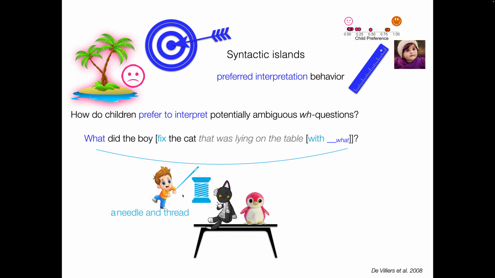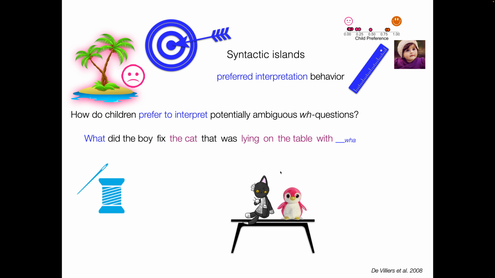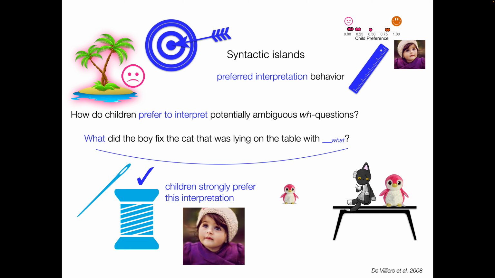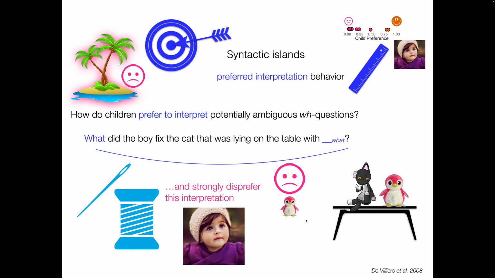Now, another potential interpretation is that the cat was lying on the table with something, in this case a penguin, and we're asking about that. What did the boy fix the cat that was lying on the table with? Penguin, right? So which interpretation did kids prefer? They strongly prefer this one, the needle and thread, what did the boy fix the cat with, as opposed to this one. They strongly disprefer what was the cat lying on the table with, right?